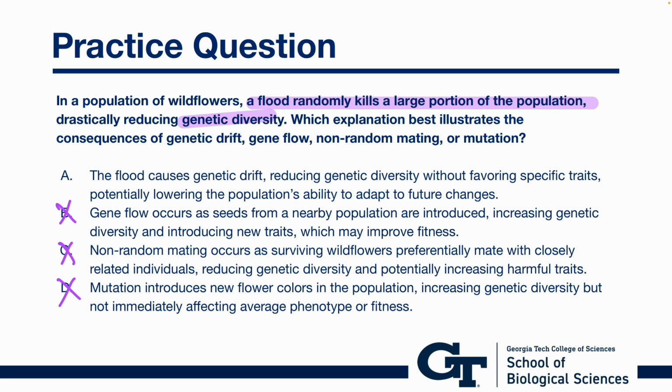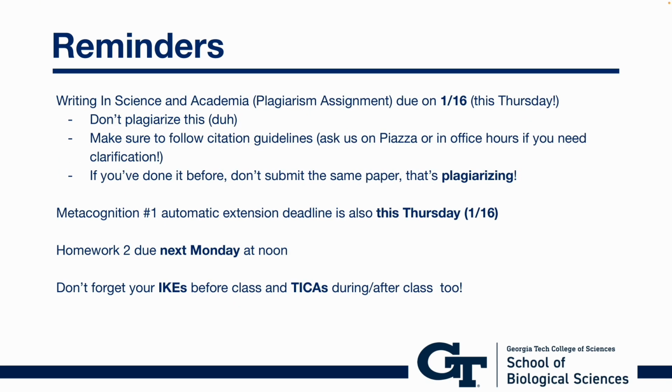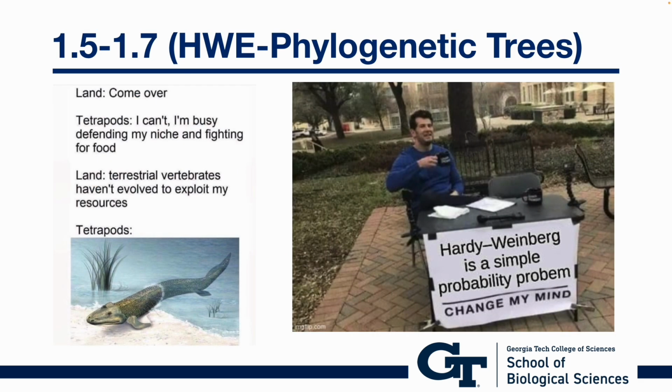So when we look at this, a flood is a random event. It's a chance event. So when we change our allele frequencies, that's happening purely by chance alone. So the flood is causing genetic drift, which remember occurs randomly. And so it doesn't favor any specific traits, right? Blue flowers were not more likely to survive the flood than orange flowers. This was completely random, and it was selected for only by genetic drift. There we go. I forgot that we had a reminder slide.